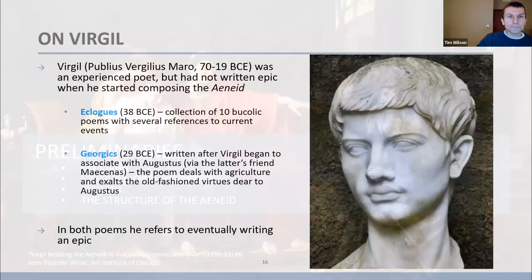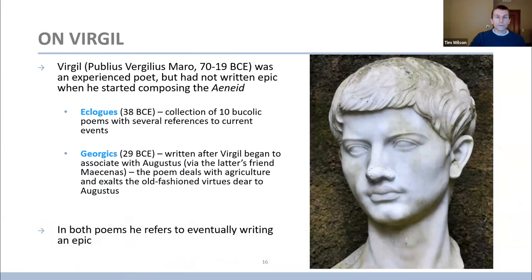Now, Virgil, his dates there, 70 to 19 before the Common Era, was living in Rome at this time, and had written two major works before he started composing the Aeneid. The first, the Eclogues, is a collection of 10 bucolic poems. So they're pastoral poems. They're about shepherds. They're in a setting outside of the city and outside of the cares of the city.